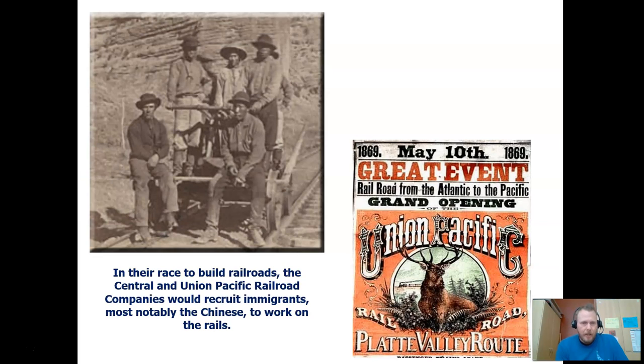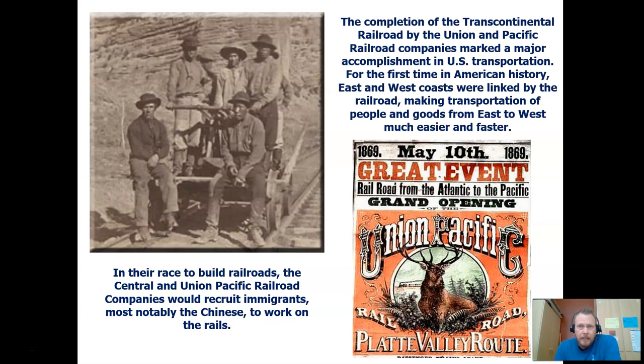In their race to build railroads, the Central and the Union Pacific Railroad companies would recruit immigrants, most notably the Chinese, to work on the rails. The completion of the Transcontinental Railroad marked a major accomplishment in U.S. transportation. For the first time in American history, the East and West Coast were linked by the railroad, making transportation of people and goods from east to west much easier and faster.